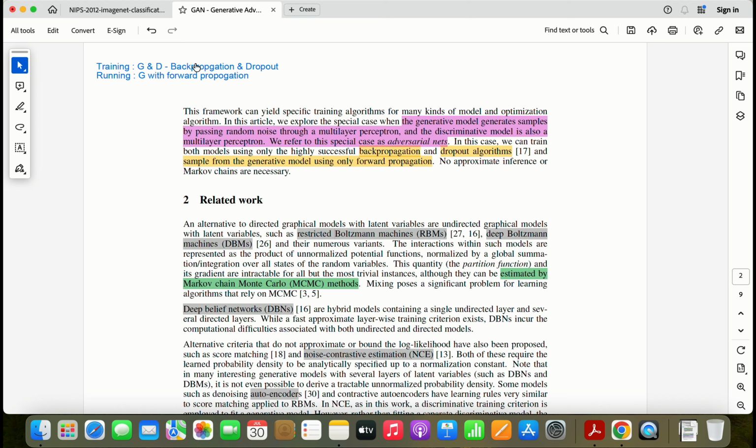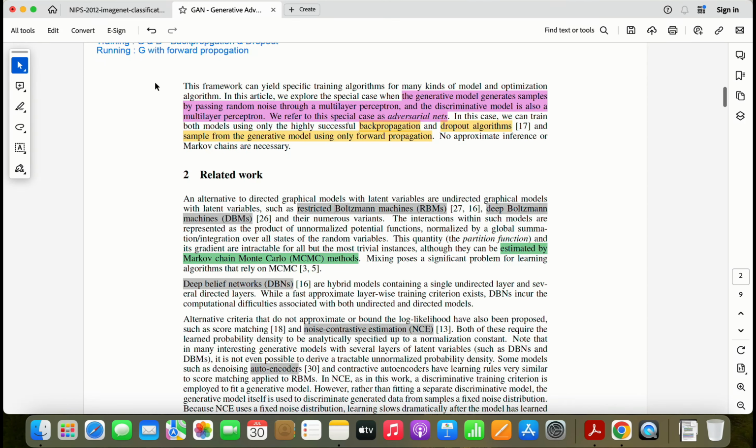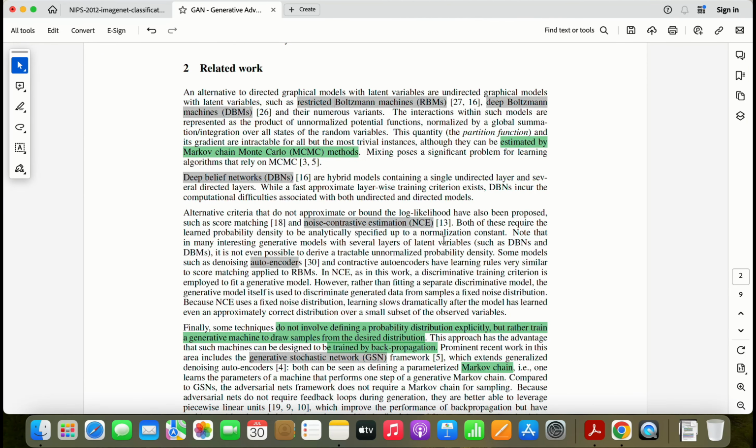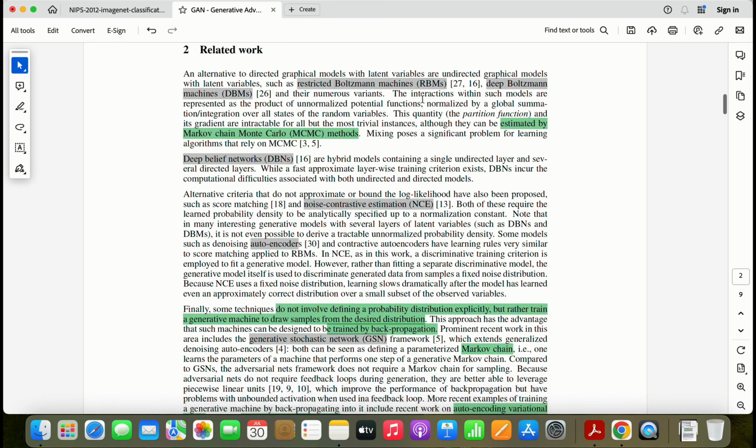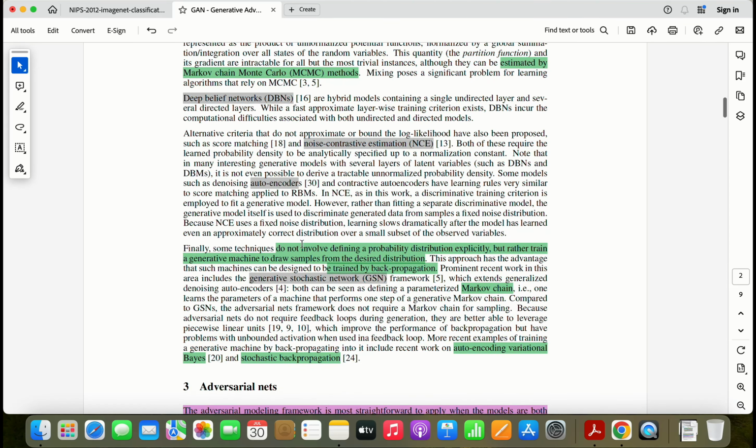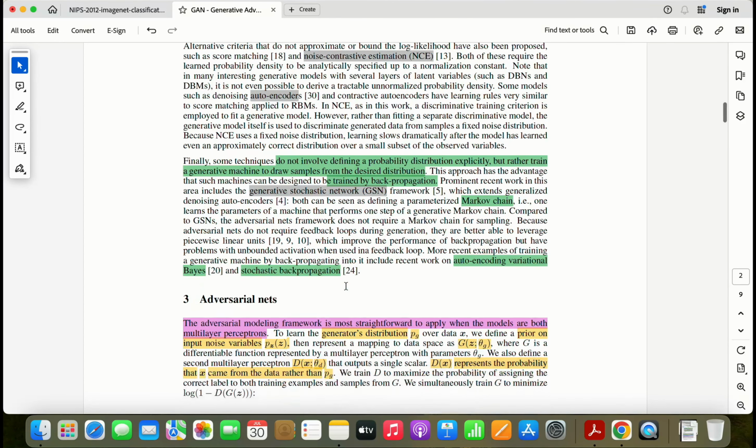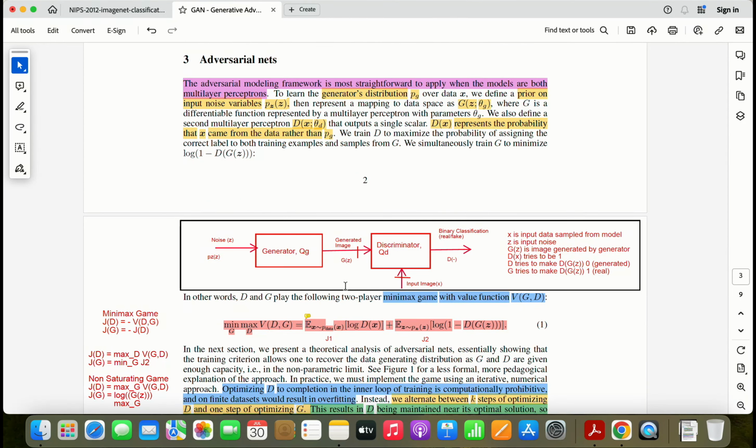So this is how it looks while training. Generator and discriminator both are being trained using backpropagation and dropout, but while running, only the generator is executed with forward propagation. So related work. There have been other models for generative data like Boltzmann machines, deep belief networks, autoencoders, generative stochastic networks. They have used different methods. Some have used backpropagation also, but Markov chain, Monte Carlo, MLEs. You can refer to these also. Okay, so from here the interesting part starts.